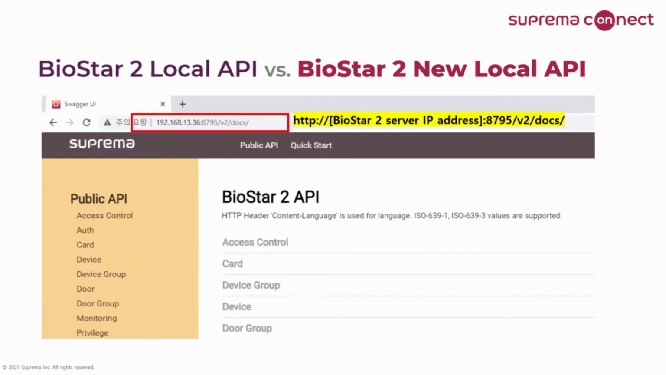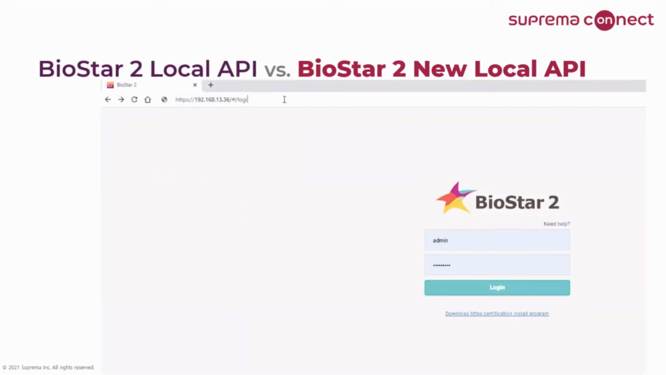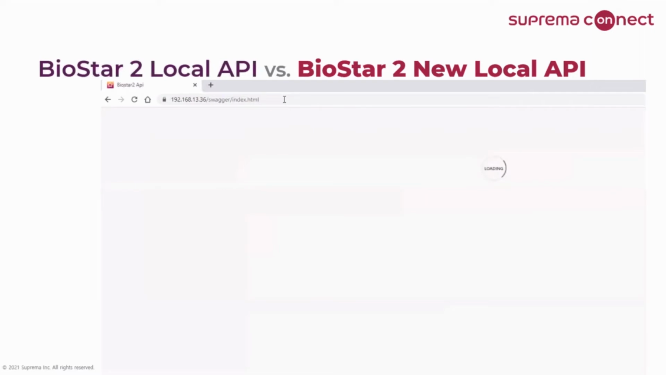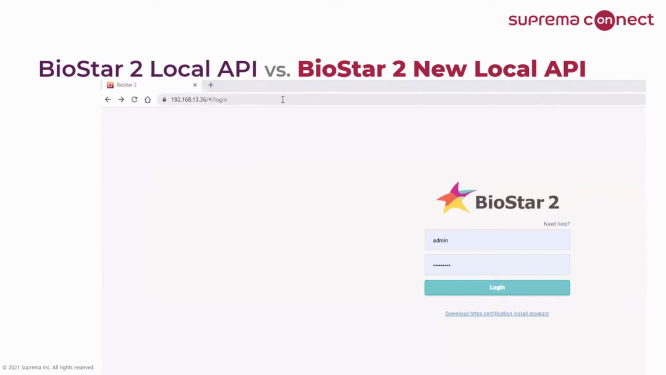This is how you can access the local API Swagger document. You can insert BioStar's IP address information in addition to the Swagger address information. And this is how you access the Swagger document of the new local API. The same way, you have to put in the IP address of your BioStar 2 server. In addition to that, you have to put in the rest of the words in order to access the Swagger document. This is how you access your BioStar 2 new local API. Onto your BioStar 2 address, at the last part, you can just fix a few things and you can access the Swagger document.